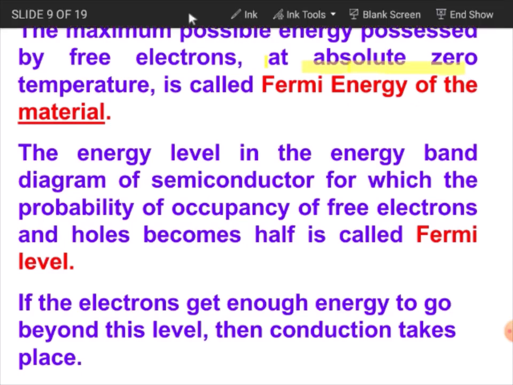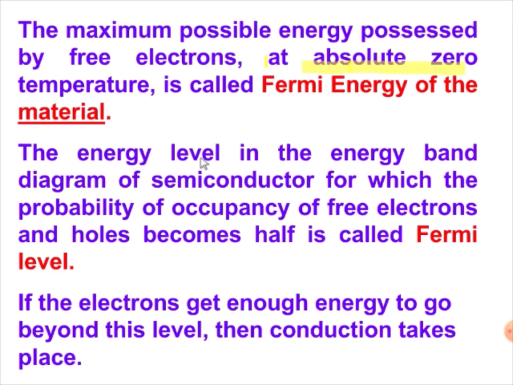As we are considering semiconductors, let's concentrate on the semiconductor. The energy level in the energy band diagram of a semiconductor for which the probability of occupancy of free electrons and holes becomes half is called the Fermi level. If the electrons get enough energy to go beyond this level and reach the conduction band, then only does conduction take place. Otherwise, there will be no conduction.